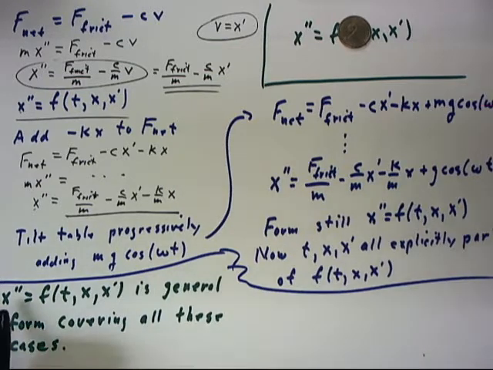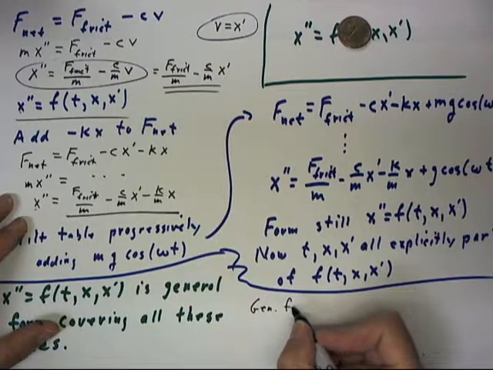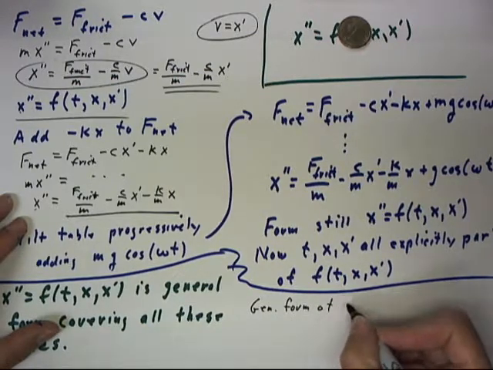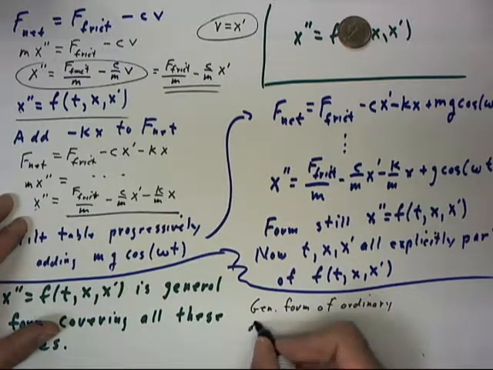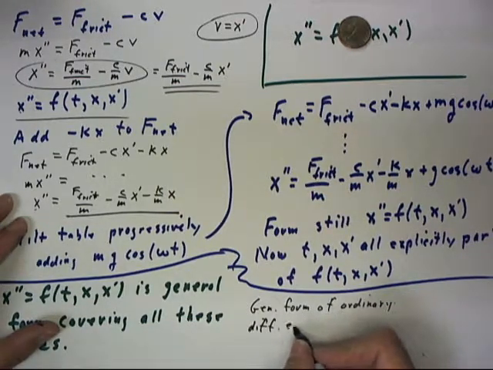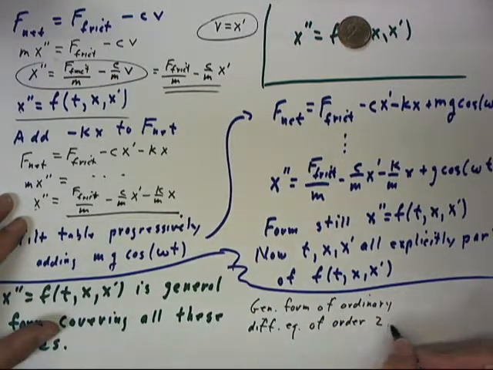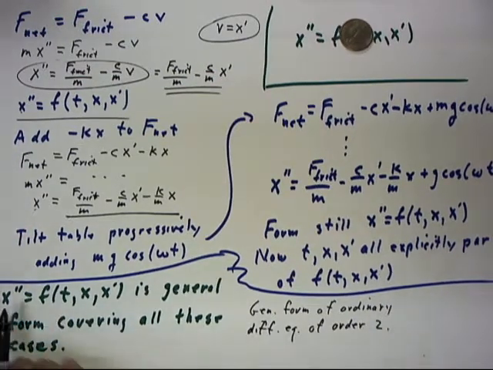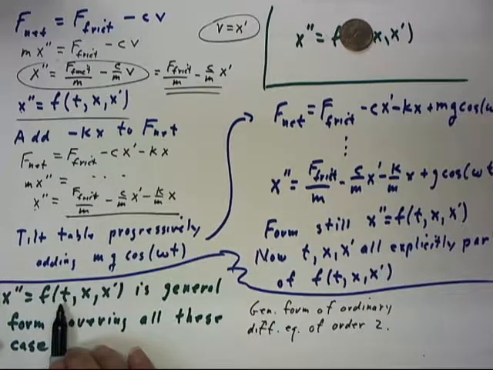And the point is just that x double prime equals f of t, x, x prime is the general form covering all these cases, and it's the general form of an ordinary differential equation of order 2. Order 2 because we're relating the second derivative to the lower derivatives and the variable with which we're taking the derivative.